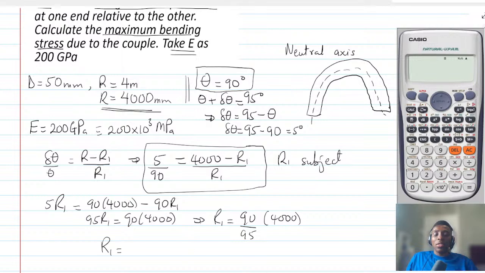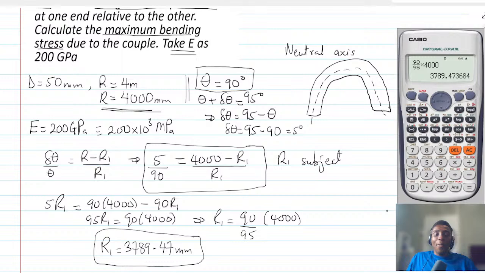And if you do everything correct, it's going to be 90 divided by 95, then you multiply this by 4,000, which is basically going to be 3789.47. So that is actually the new radius that you are going to get.